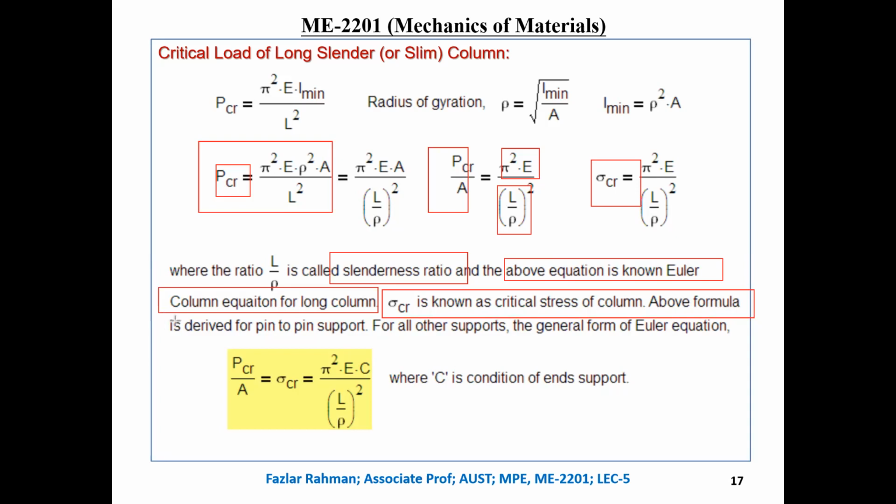The above formula is derived for pin-to-pin support. Now you see, when you derive, what do you assume? That the column has pin support at both ends. Now, if you have a column with one end fixed, like an electrical pole, and the top end free, and you have compressive load, can you apply the Euler equation directly over here?